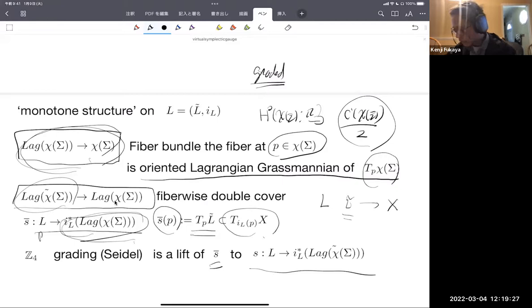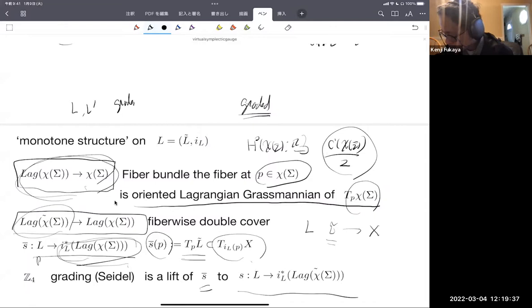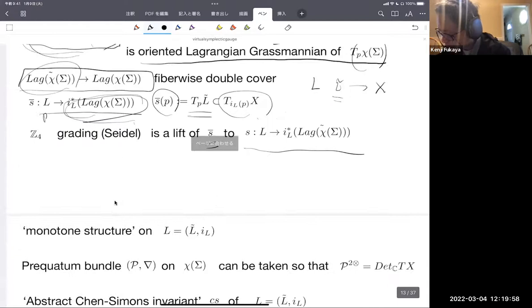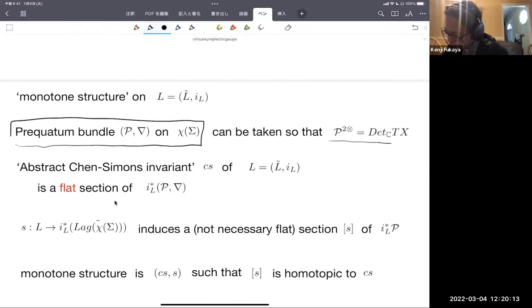And what is proved by Seidel is that if you have two Lagrangians L and L prime that are graded in this sense, then Floer homology is Z4 graded. Since our Lagrangian submanifold is oriented, it is always Z2 graded, but we have this double cover, so we have Z4 grading. Now, this one is about grading, and monotone means grading and energy are somehow related. So I want to explain something about energy. I think Ari mentioned this last week, but first we take a pre-quantum bundle, such that its square is the determinant of the tangent bundle.